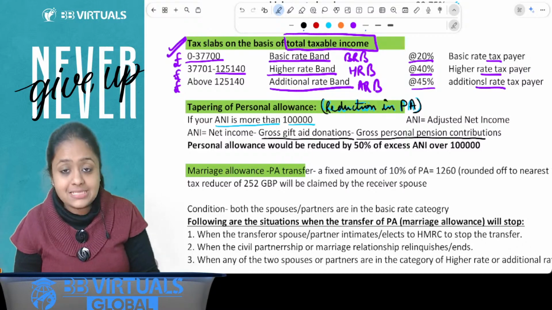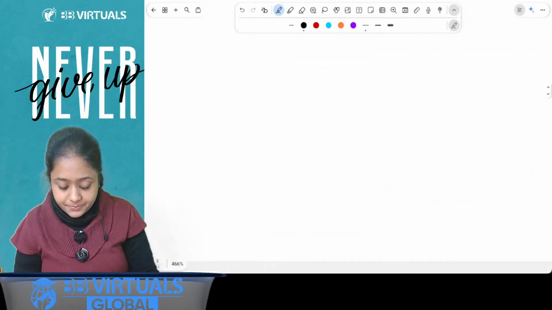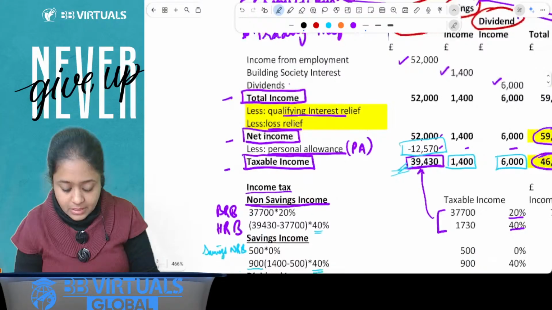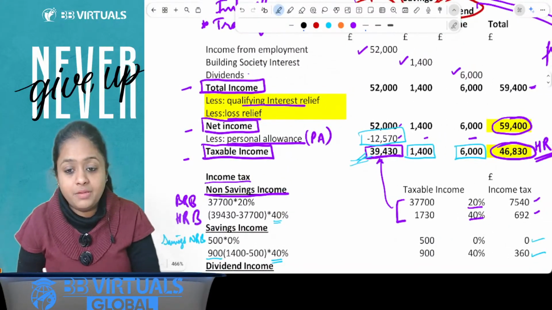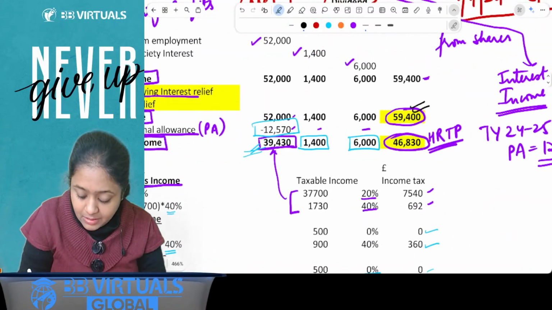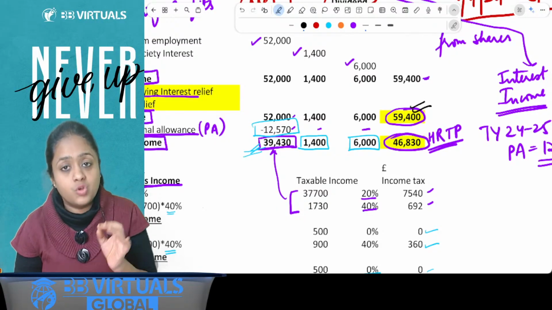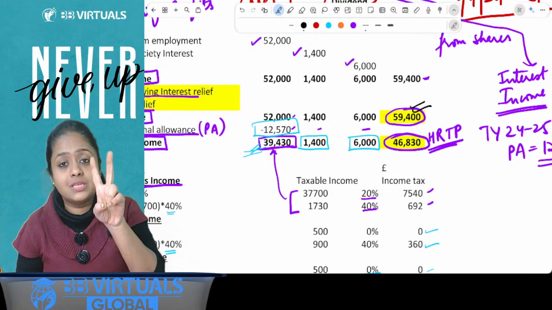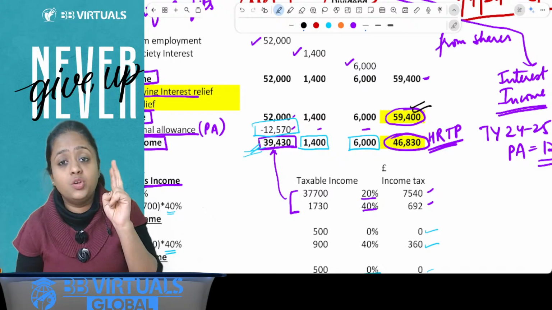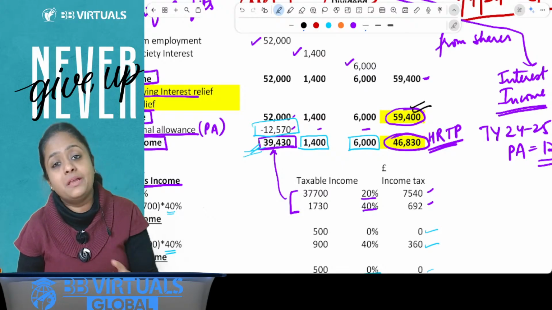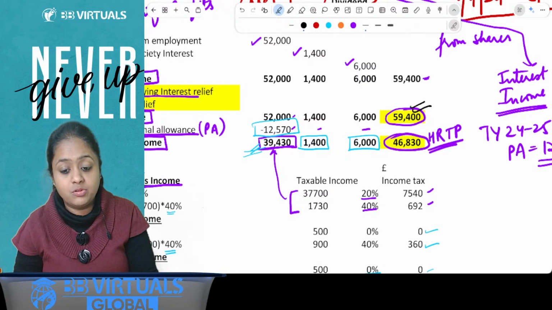Okay, but what is net income? Net income is this. Remember, we calculated net income here. The total that you take here, this is your net income. So on this total, you will reduce two things: gross gift aid donation and gross personal pension contribution. I will explain that quickly. What do we mean by these two terms?